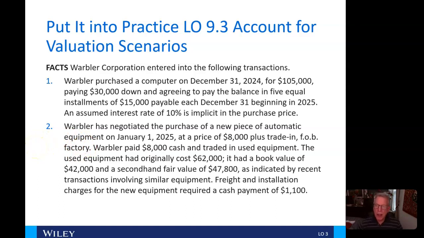Okay, Warbler paid $8,000 cash and traded in used equipment. The used equipment had an original cost of $62,000, but it had a book value of $42,000 and a second-hand fair value of $47,800, as indicated by recent transactions involving similar equipment. Freight and installation charges for the new equipment required a cash payment of $1,100.